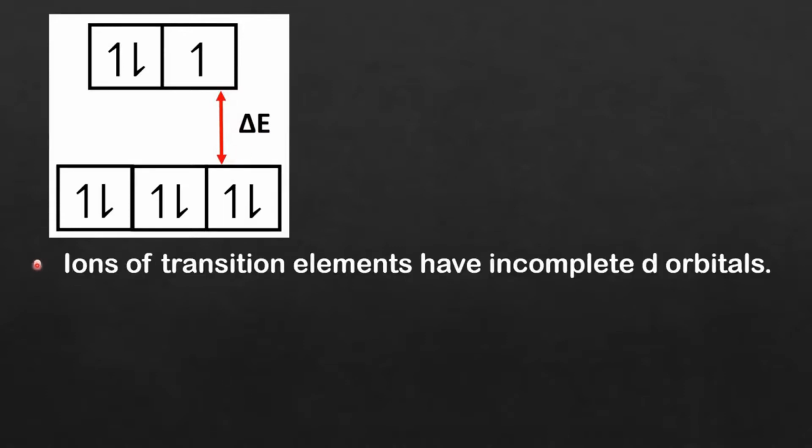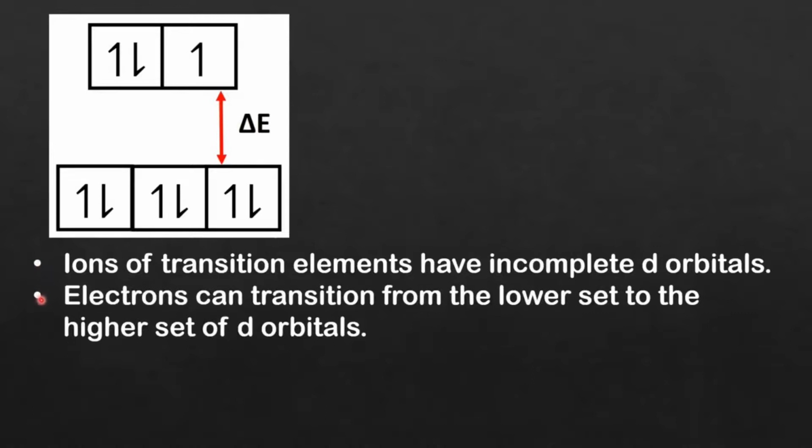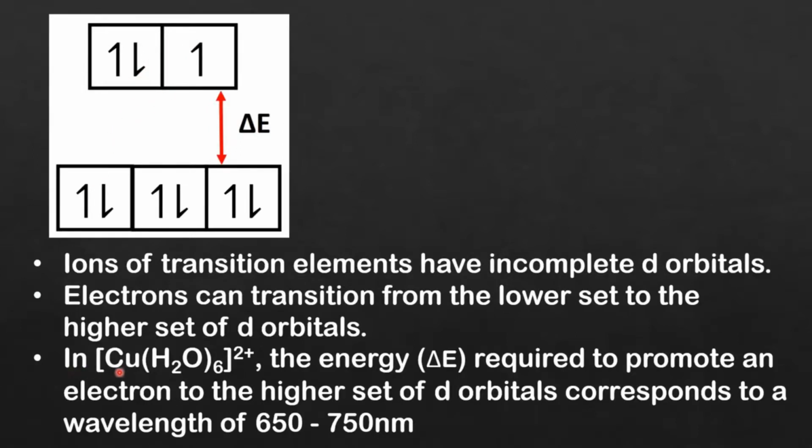As you may remember from the definition of a transition element, the ions of transition elements have incomplete d orbitals. Electrons can transition from the lower set of d orbitals to the higher set of d orbitals. In the hexaaquacopper(II) ion, the energy required to promote an electron from the lower to the higher set of d orbitals corresponds to a wavelength of approximately 650 to 750 nanometers.